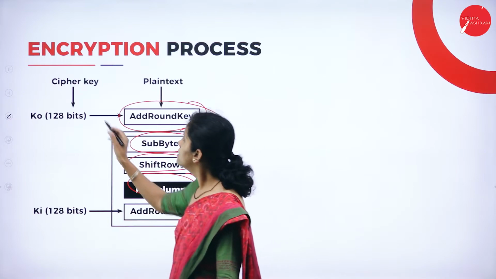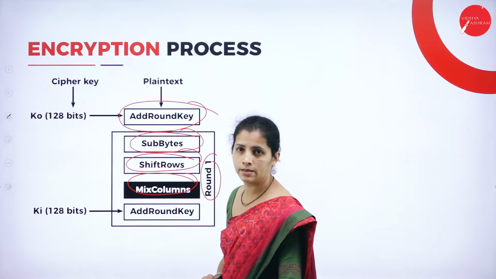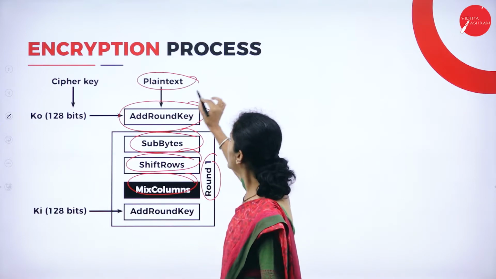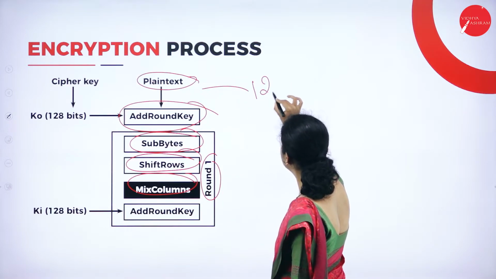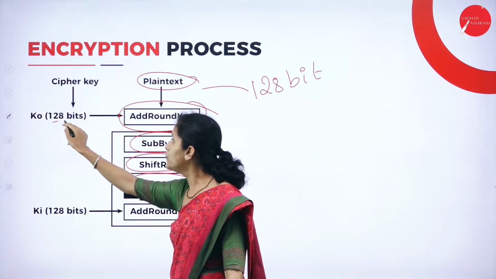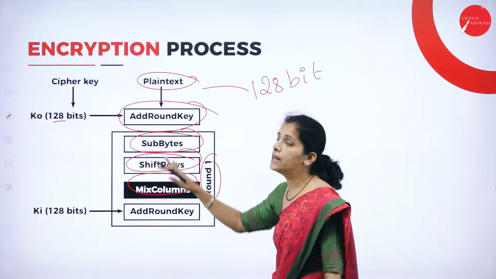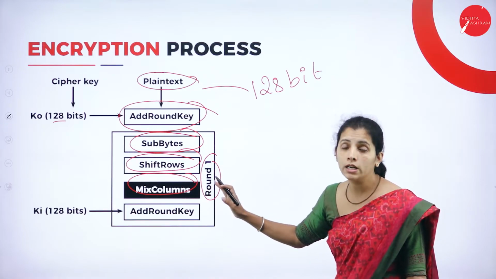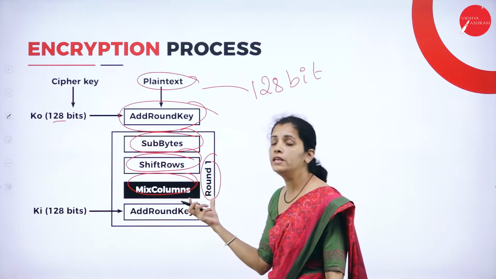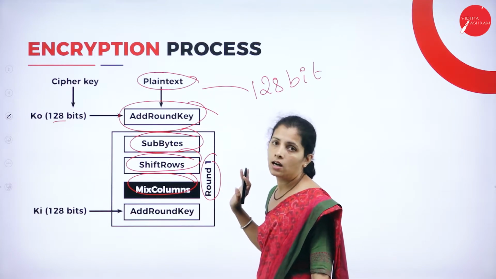And see here, the input is nothing but 128 bits. So I'm going to have the plain text, and what is the size of the plain text? It is 128 bits, and I'm going to give a 128-bit key to this round function. And how many round functions am I going to have here? Total 10 round functions. Based on the key size, I'm going to have the round functions. So I'm going to have a total of 10 rounds.